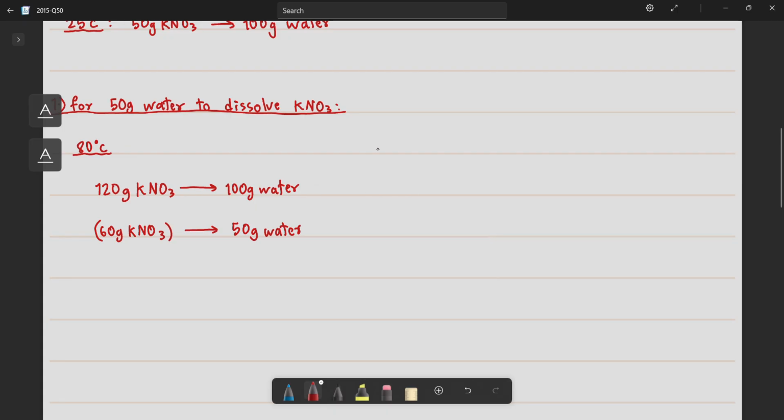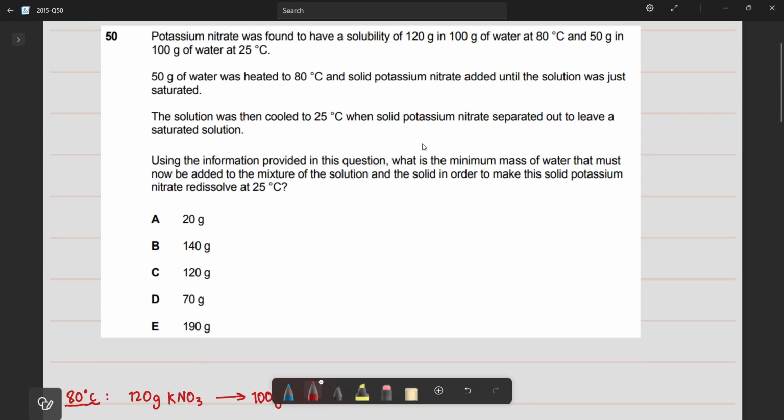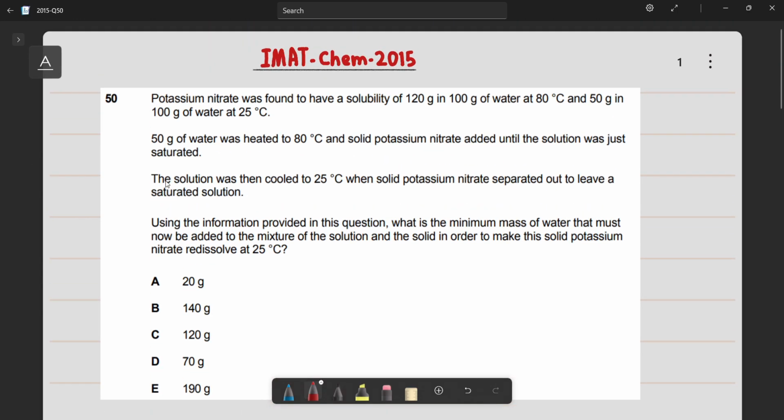And now the next part of the question. The third part says the solution was cooled to 25 degrees Celsius when solid potassium nitrate separated out to leave a saturated solution. Now the problem over here is that the initial temperature, which was set at 80 degrees Celsius, that had the 50 gram of water, was cooled to 25 degrees Celsius.